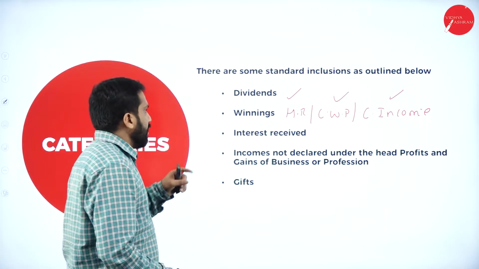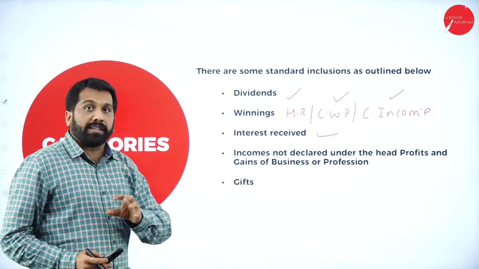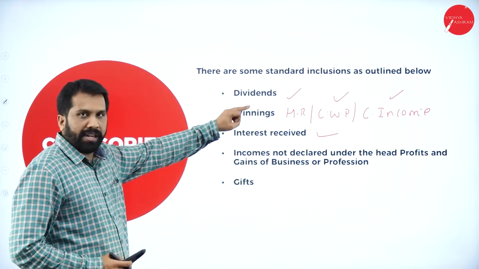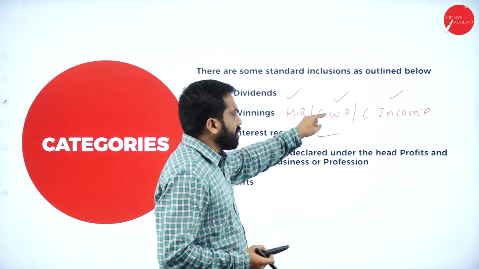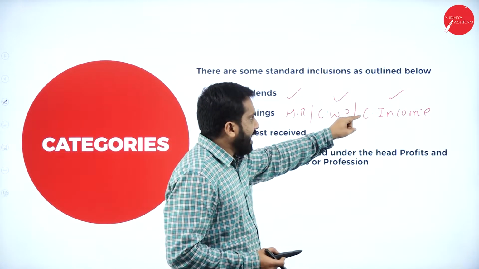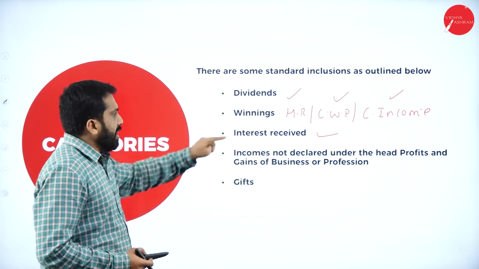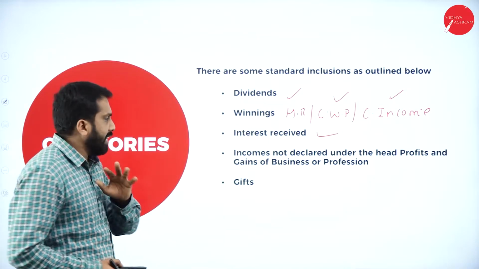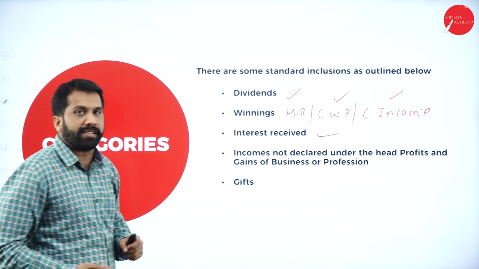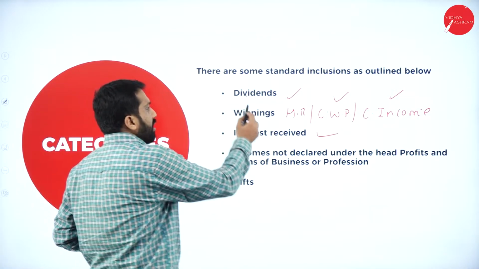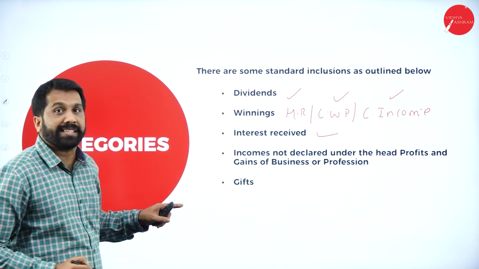The next one, interest received. Write any 10 items which come under income from other source. First one, dividend. Second, winning from horse race. Third, winning from crossword puzzle. Fourth, casual income. Then interest received, the fifth one. Along with that, income not declared under the head of profit and gains also comes under income from other source. That is the sixth, and the seventh one we call it gift.